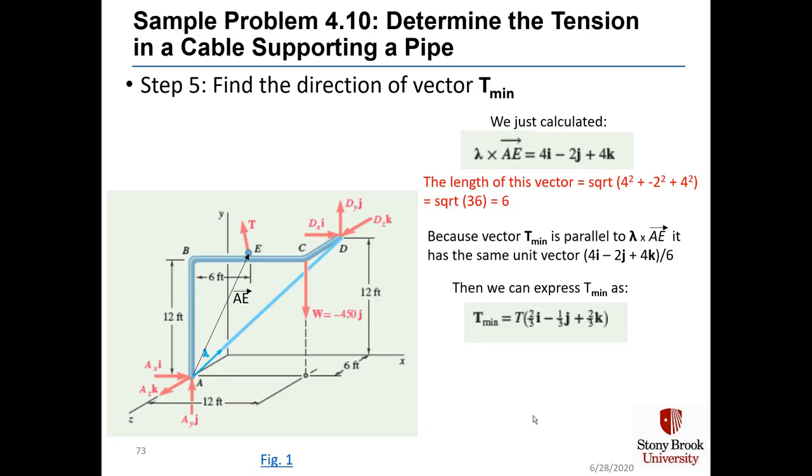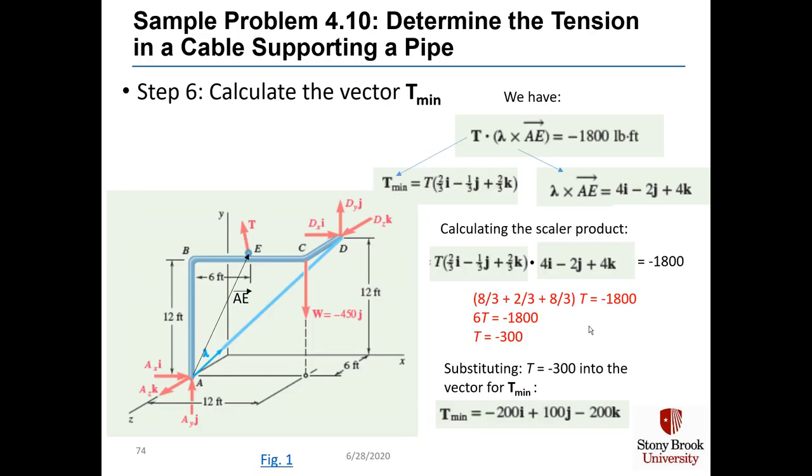Now we have to find the direction of vector T min. Well, we just calculated lambda cross AE, and the length of that vector would be the square root of 4 squared plus minus 2 squared plus 4 squared, which is 6. We know that this vector T min is parallel by definition to lambda cross AE, which means it has to have the same unit vector. So we just express vector T min as magnitude T times the same unit vector, 2/3 I minus 1/3 J plus 2/3 K. Now we can calculate T min because we will first calculate the magnitude T.